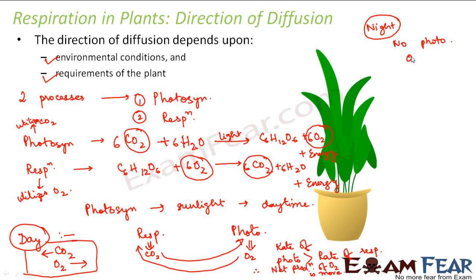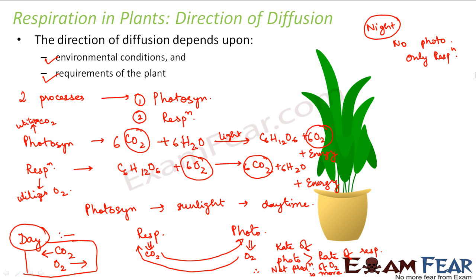So that means only respiration takes place at night. And what happens in respiration? If you look at the process of respiration, it will utilize oxygen and it will produce CO2. So this CO2 which is produced is diffused to the environment. So the extra carbon dioxide which is produced is diffused to the environment at night time.